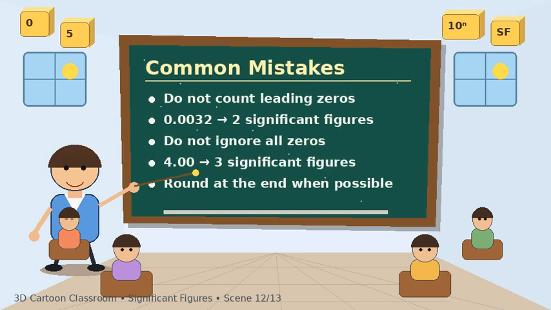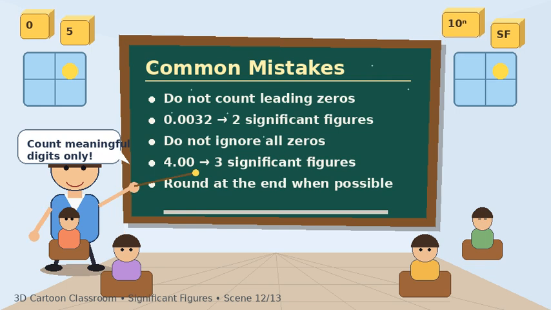Common mistakes should be avoided. One mistake is counting leading zeros as significant. For example, 0.0032 has two significant figures, not 4. Another mistake is assuming every zero is insignificant. 4.00 has 3 significant figures because the trailing zeros show precision. A final mistake is rounding too early in a calculation. Rounding should normally be done at the end.